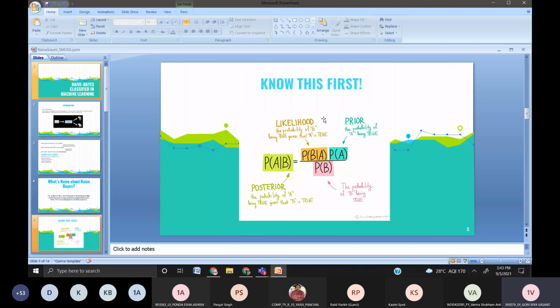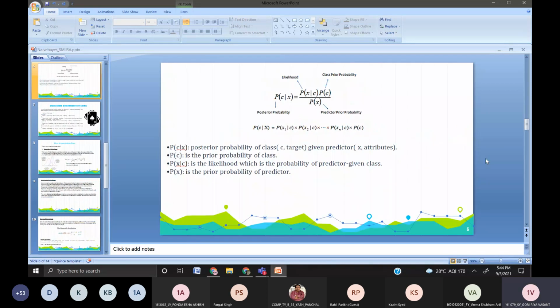So we need to know this formula first. This is called the posterior, that is the probability of A being true given that B is true. This is called the likelihood, the probability of B being true given that A is true. This is called the prior, that is the probability of A being true, and this is the probability of B being true. So this is the exact same formula.